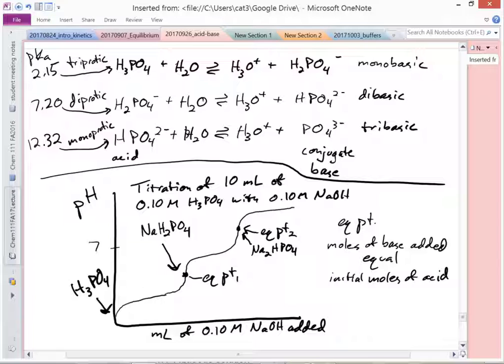Yeah, that's one way to think about it. It's leading up to the equivalence point, but the pH is changing more slowly. Right around the equivalence point, with pH on the y-axis, that's when the pH is changing most quickly.